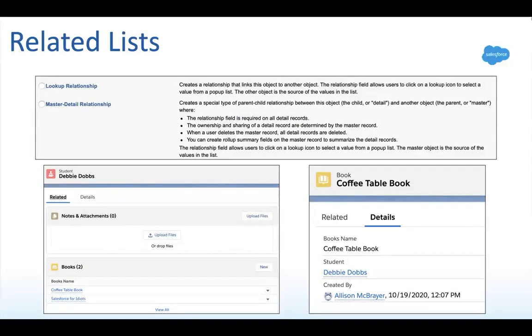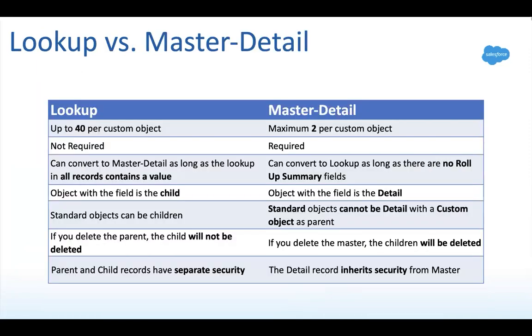Now, a relationship between two objects can be one of two. It can be a lookup relationship or a master detail relationship. Now let's talk about the difference between the two. Lookup, you could have 40 custom objects, whereas a master detail, you can only have two. A lookup field does not have to be required. A master detail field, however, is always required.